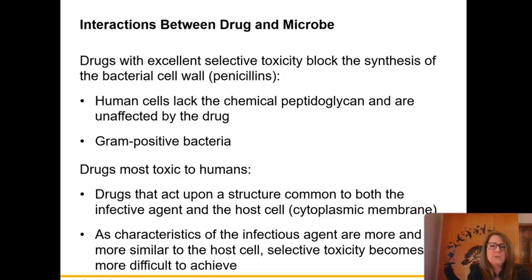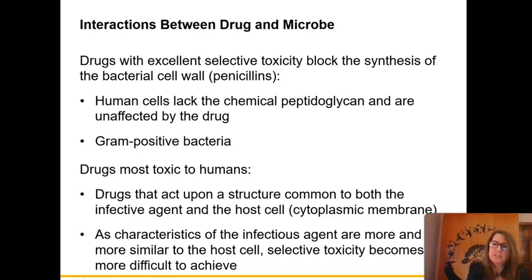All right, so we know that if we have medications that are designed to target something that's similar between the prokaryotes and eukaryotic cells, for example, the cytoplasmic membrane, well, this is not the best target, if you will, of a cell because we have that in similar. So drugs that act upon a structure common to both the infective agent and the host cell can be toxic to us.